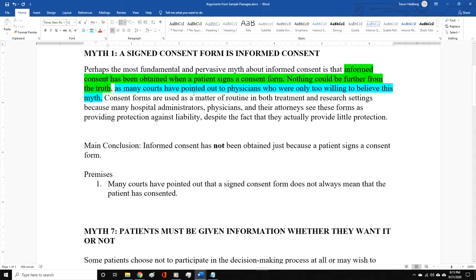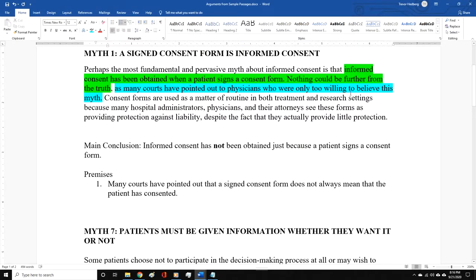So the actual passage: many courts have pointed out to physicians who are only too willing to believe this myth. Well, if we just extract that as it is, it's not even a complete sentence. It's not a coherent thought. So we've got to rephrase it to capture the main idea. Many courts have pointed out that a signed consent form does not always mean that the patient has consented, right?